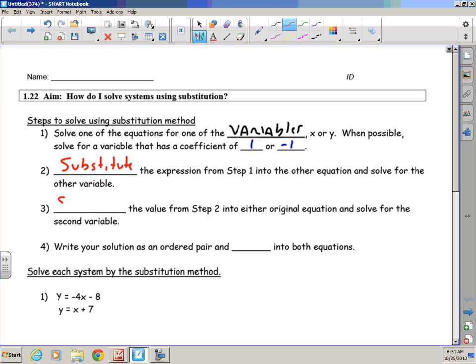Step three, we're going to substitute the value from step two into either original equation and solve for the second variable. And then finally, we're going to write your solution as an ordered pair and insert into both equations to check. Now, if at this moment you're saying to yourself, I have no idea what he just went through, don't worry, because when we go through the examples, it will hopefully be much clearer.